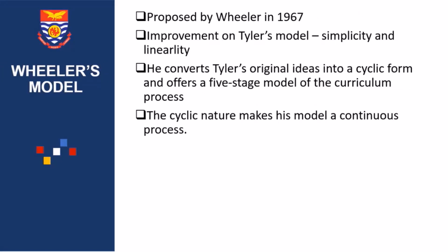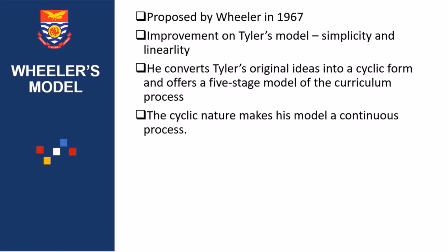Then came Wheeler in 1967, and also an improvement on Tyler's model, as I said earlier on, and it basically improved on the simplicity and the linearity of Tyler's model. Some of the criticisms of Tyler's model was that it was too simple and it was linear, and Wheeler took advantage of those and developed his model. So he improved on that.